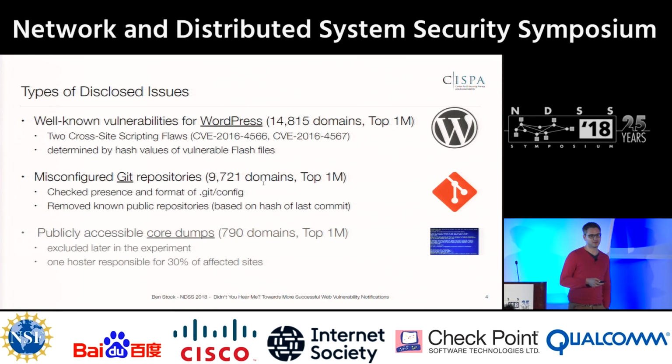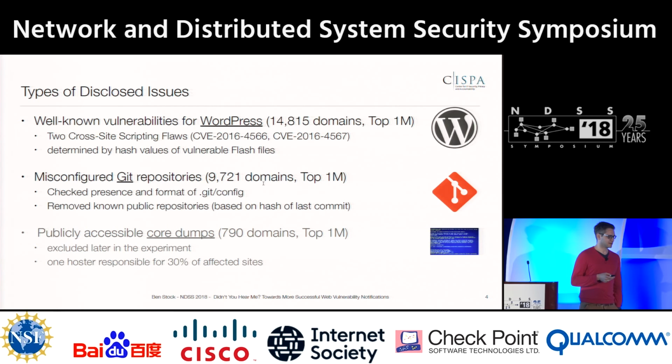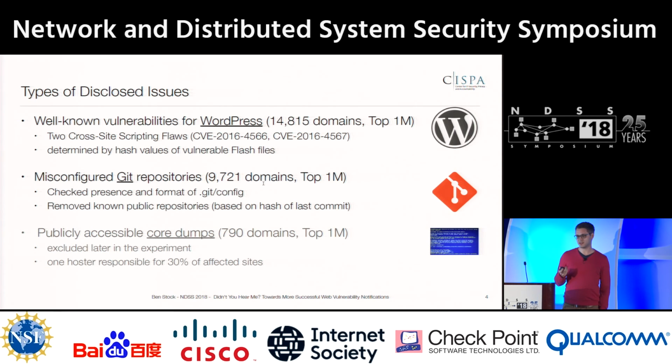The third type of vulnerability we considered initially were core dumps. So 800 domains had core dumps lying around in their web roots. It turned out later in the experiment that about 30% of the affected websites were actually hosted by a single provider. So that really tainted our analysis, so we had to exclude these domains later on.